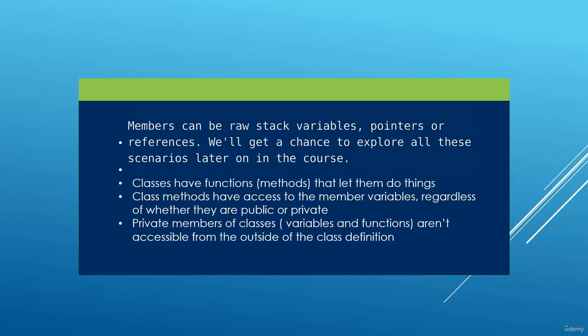Okay, let's try and recap what we know about classes so far. A class can have member variables. Classes can have functions or methods that let them do things. We saw an example of this with our volume function. Class methods have access to the member variables regardless of whether they are public or private. We have seen that. The volume function will have access to our member variables regardless of whether it is public or private. And last but not least, private members of classes aren't accessible from the outside, as we saw in the main function. You can't access them from the main function. You can only do that from the class definition itself.